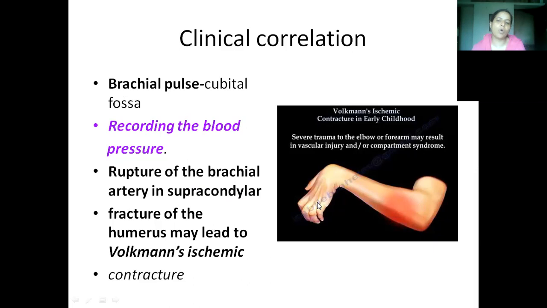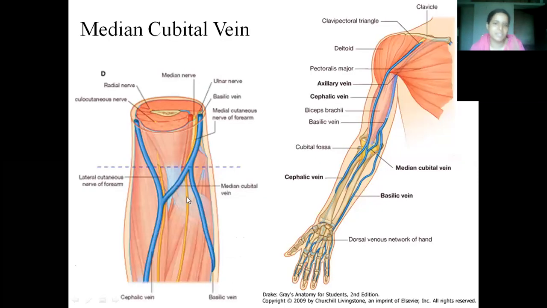It may lead to contractures of muscles due to non-availability of blood supply, which is called Volkmann's ischemic contracture. Severe trauma to the elbow or forearm may result in damage of the brachial artery, which may lead to contracture like this, because the long flexor tendons and extensor tendons will not receive blood supply. Okay, because the artery is damaged.